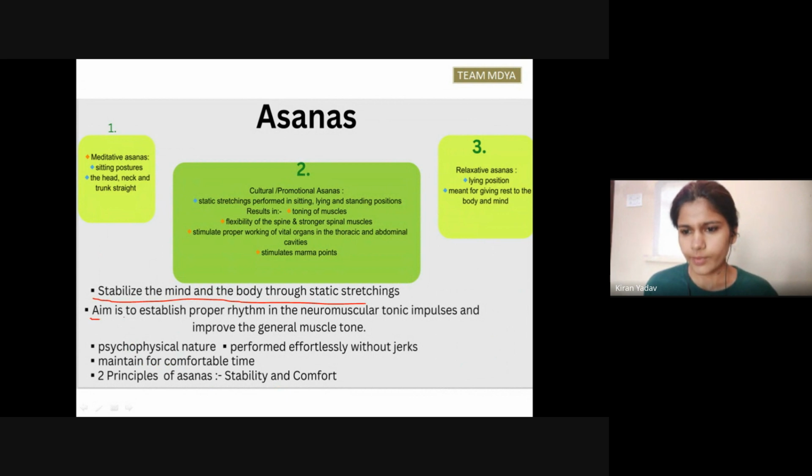Aim is to establish proper rhythm in the neuromuscular tonic impulses and improve the general muscle tone. So the aim of asanas is to establish a balance, a coordination between our nervous system and muscular system, and improve general muscle tone. For example, even if we are just sitting, our muscles are engaged. Our muscles are always engaged when we need to maintain any posture. So what asana does is improve our general muscle tone, which makes our posture good.